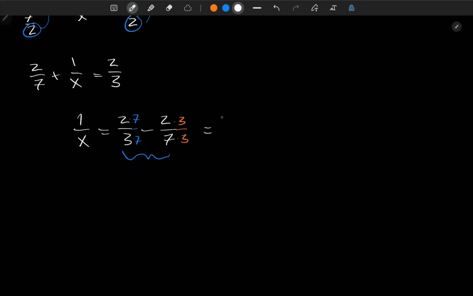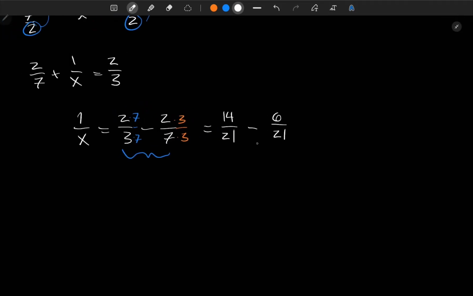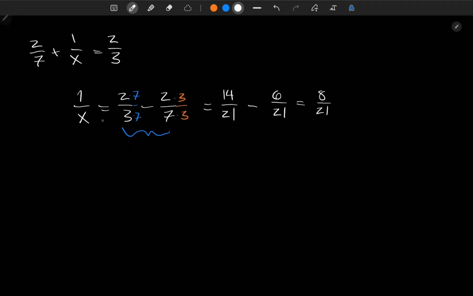So doing so, we have 14 over, so 7 times 2 is 14, divided by 7 times 3, which is 21, minus 2 times 3, which is 6, divided by 21 again. Since these have the same denominator, we can combine them. So this becomes 14 minus 6, which is 8, divided by 21. Then we take the reciprocal because we want to solve for x. So we find that x is equal to the reciprocal of 8 over 21, which is equal to 21 divided by 8.